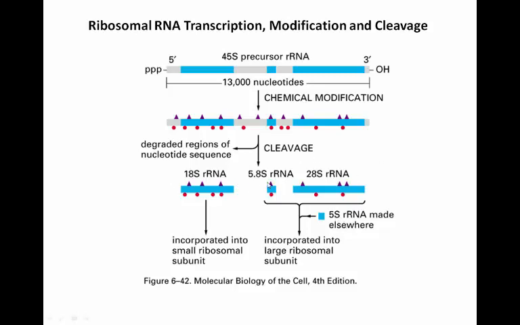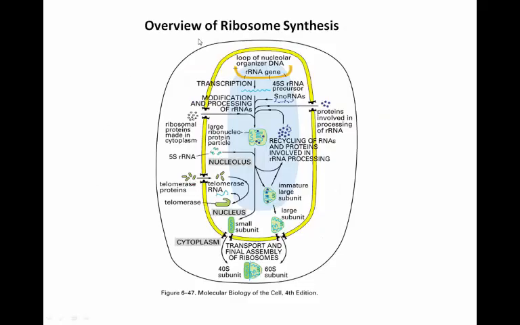These three combine with a large number of proteins, and they give us a large ribosomal subunit. The 18S plus the ribosomal proteins combine and give us a small ribosomal subunit, and this entire process happens in the nucleolus. So this is an overview of ribosome synthesis.